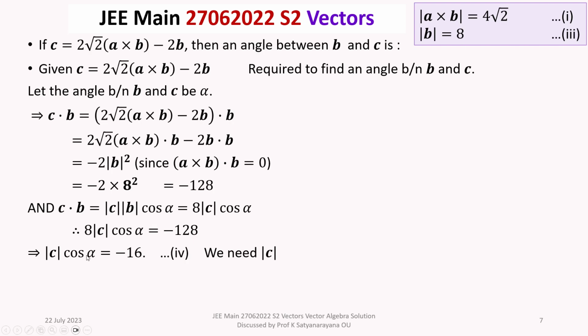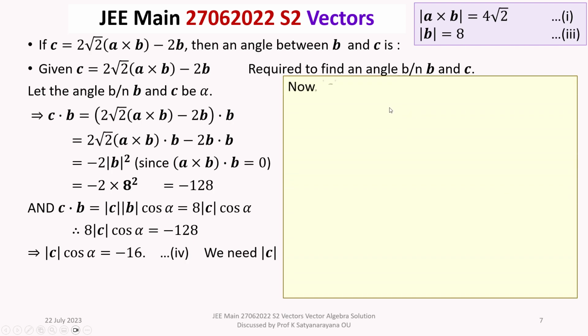So if we know modulus of C, we will get cos alpha, and thereby the angle alpha can be found out. That's the angle between B and C, that is alpha. So what is our goal? Our goal is to find modulus of C. So take C, and modulus of C square is equal to C dot C.